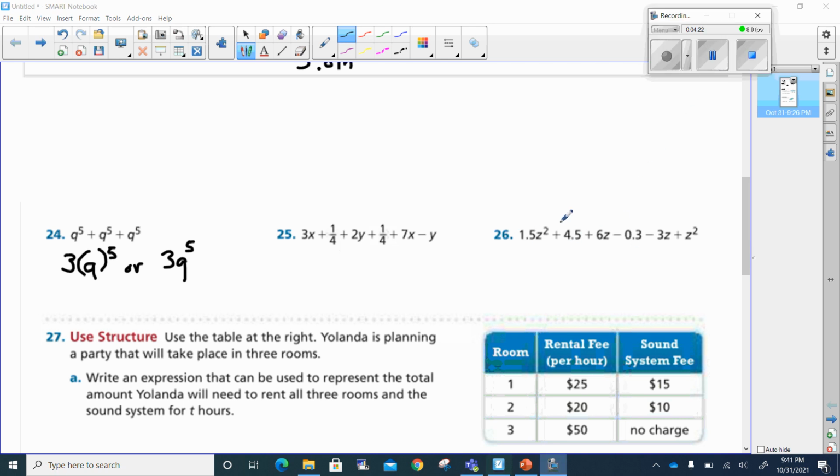Number 26, we got 1.5z to the second power plus 4.5 plus 6z minus 0.3 minus 3z minus z to the second power. I'm going to combine all my z squareds first. So I have 1.5z squared combined with its like term, positive z squared.